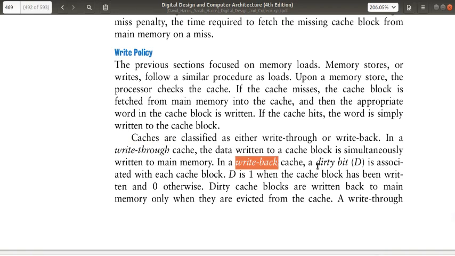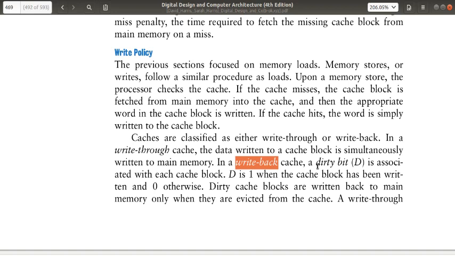But in most computers, modern processors, we are using the write back policy, because from the point of view of time efficiency, this is better. So in most processors we are using write back policy.